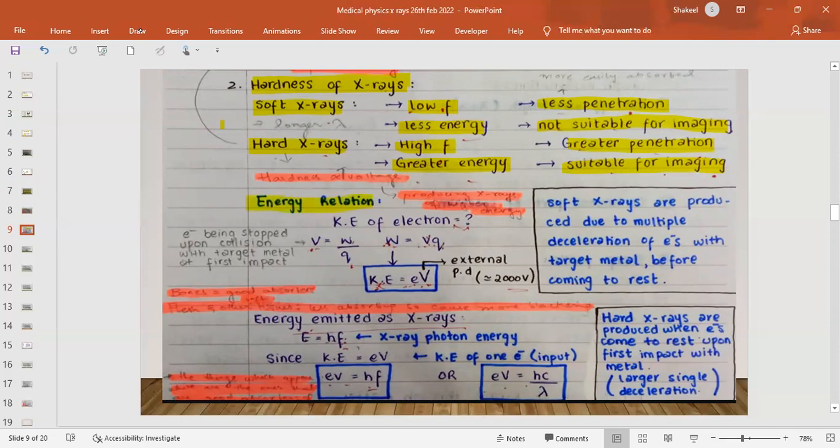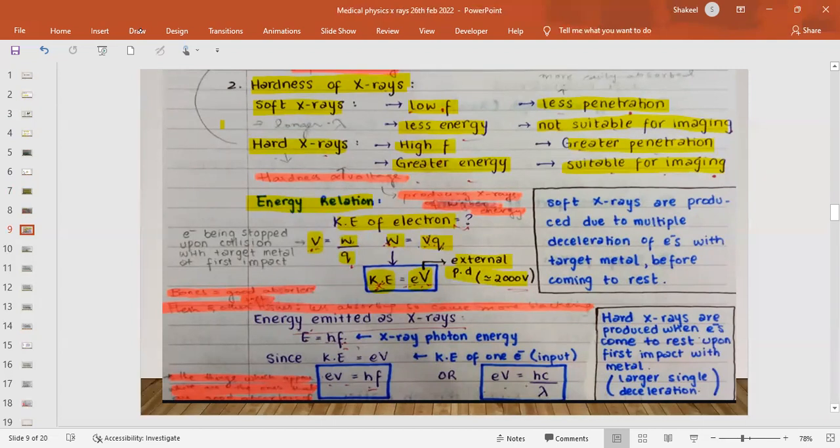Okay, so let's look at the energy relation, how X-rays get their energies. You know that the kinetic energy of the electron matters, because when it decelerates, it will emit the same amount of energy as X-rays. We know that the electrons are accelerated by the external potential difference. The potential difference is work done per unit charge, so work done is charge times potential difference. And this work done is actually the kinetic energy. So the kinetic energy of the electron is equivalent to the product of the charge on the electron and the external potential difference, which is like the high voltage.